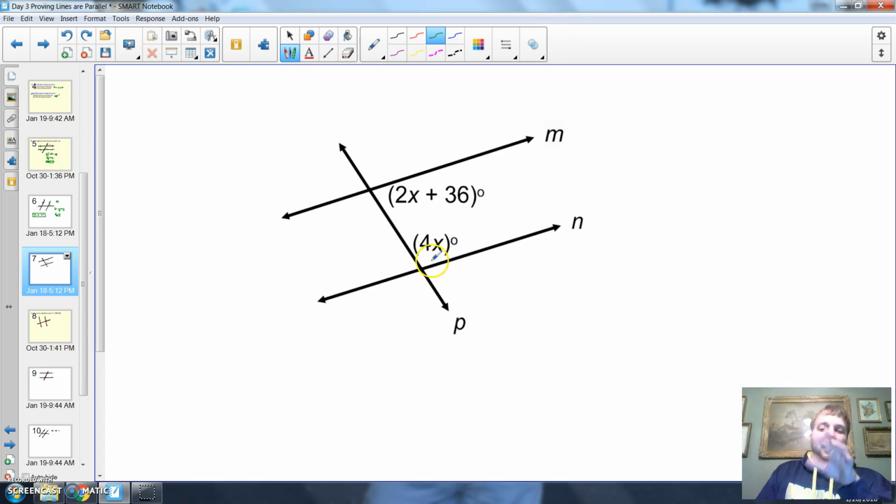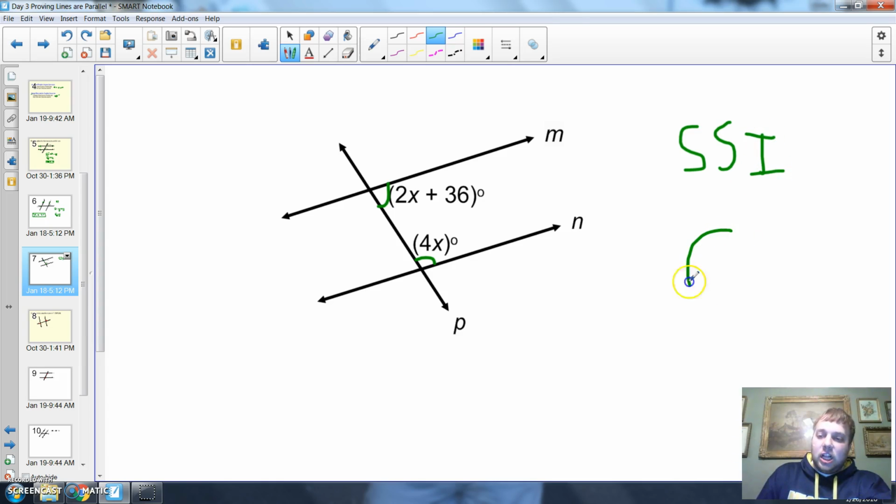Alright. Now these get a little tricky here because I can't tell if those are all obtuse or acute. They're kind of tricky. But I do know the name of these. These are same sides and they're on the interior. Do you see this, guys?